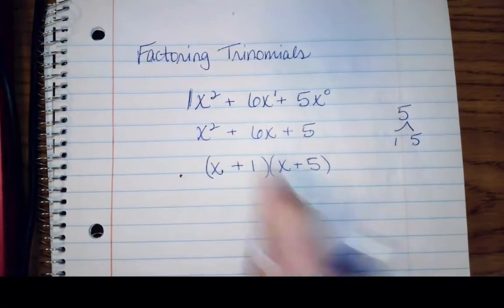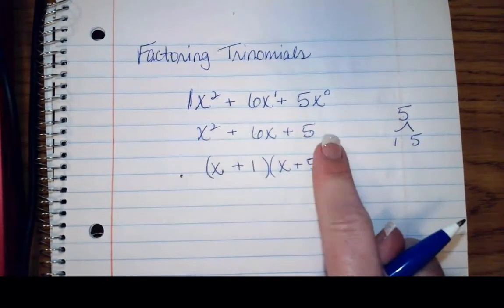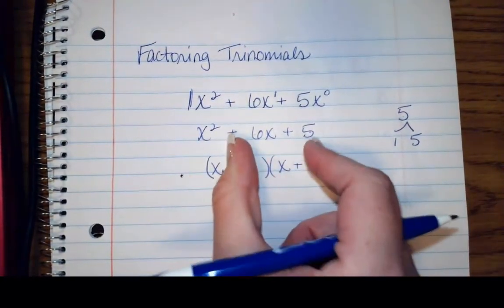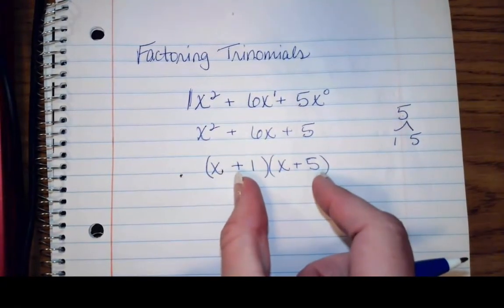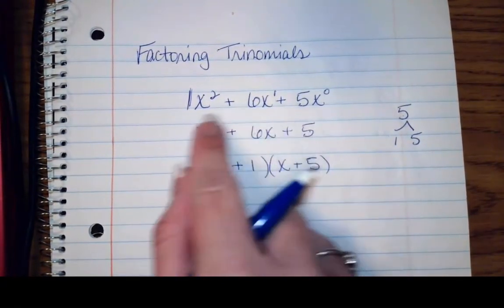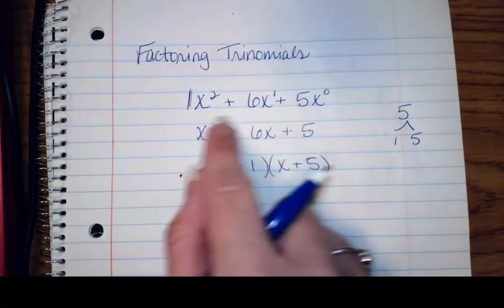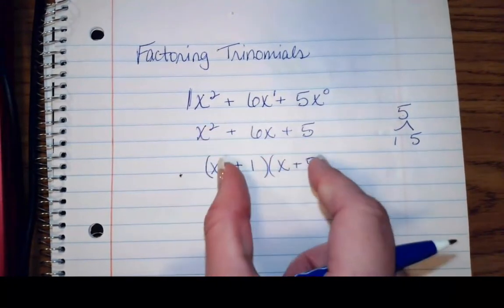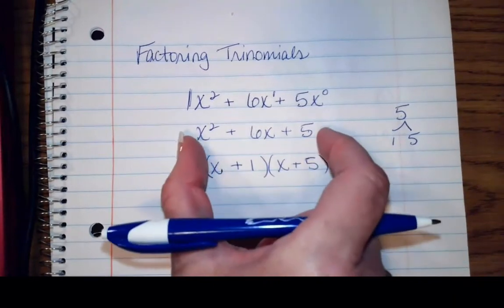So you just successfully factored this down. You told me what was multiplied together to get this answer. This is the answer to a multiplication problem, and you told me what was multiplied together to get it.